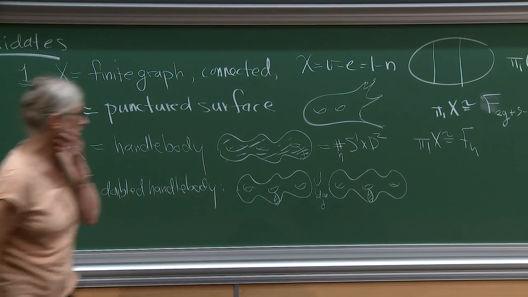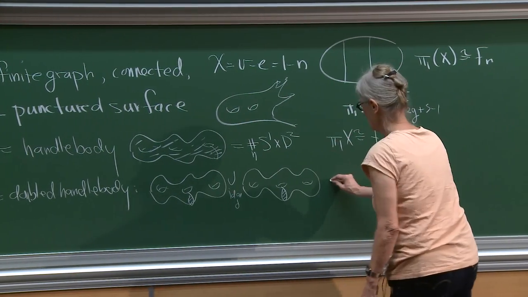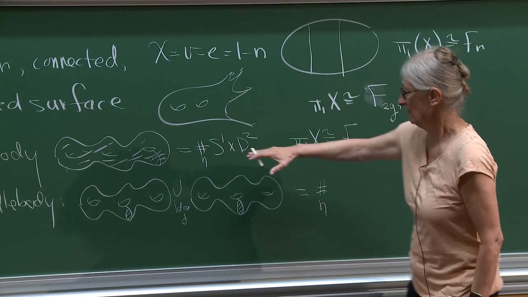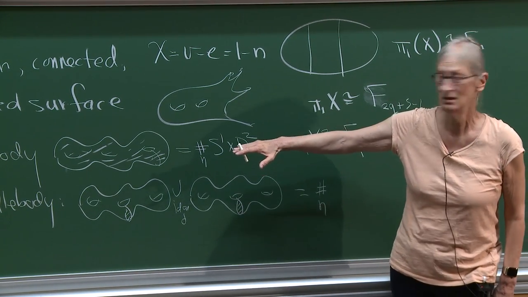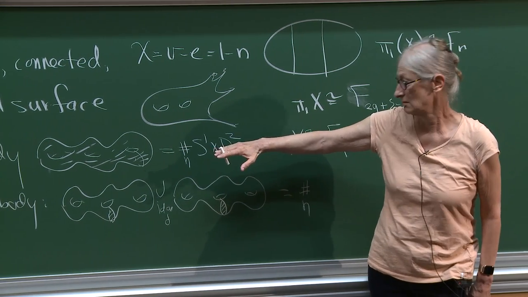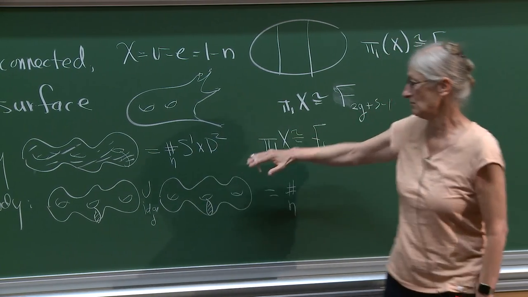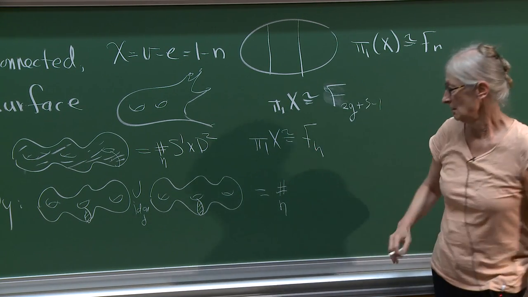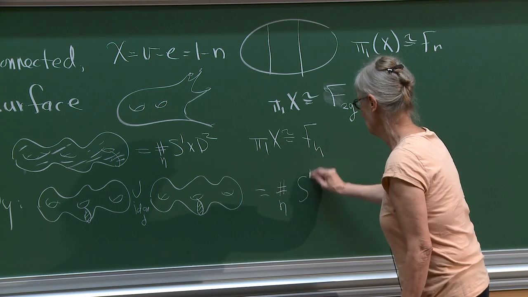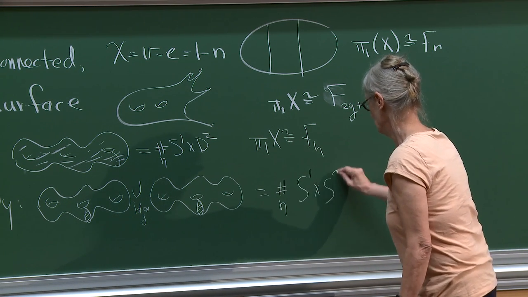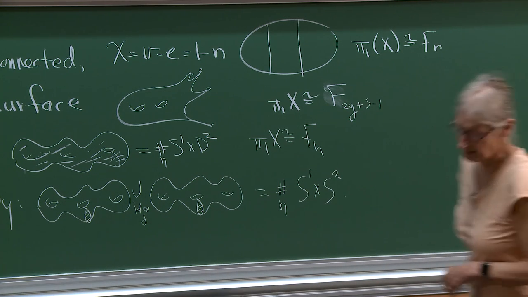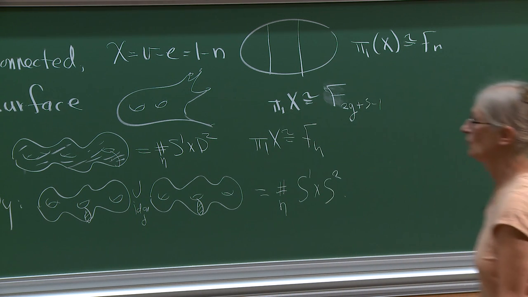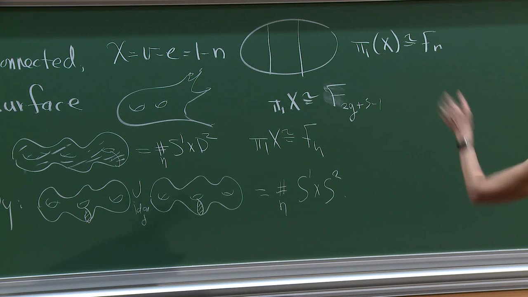Okay. So what do I get? I had a connected sum of S1 cross D2s here. I have now a connected sum of n copies of, well, if I double S1 cross D2, I'll get S1 cross S2. The D2 is doubled just along its boundary, so this disk becomes a sphere. And I'll get a connected sum of n copies of S1 cross S2. Okay, so those are candidates for a group that models the free group.